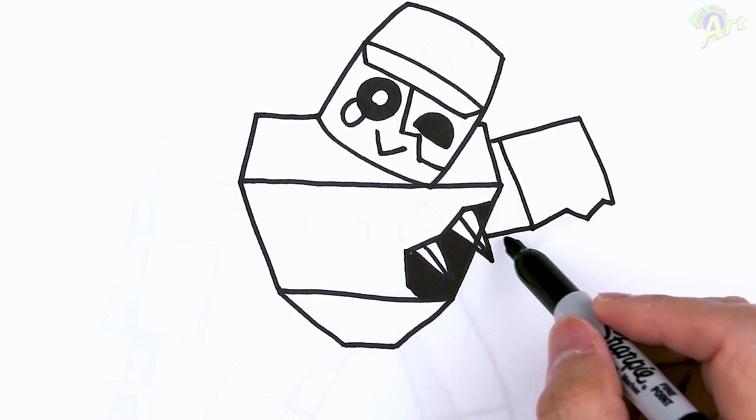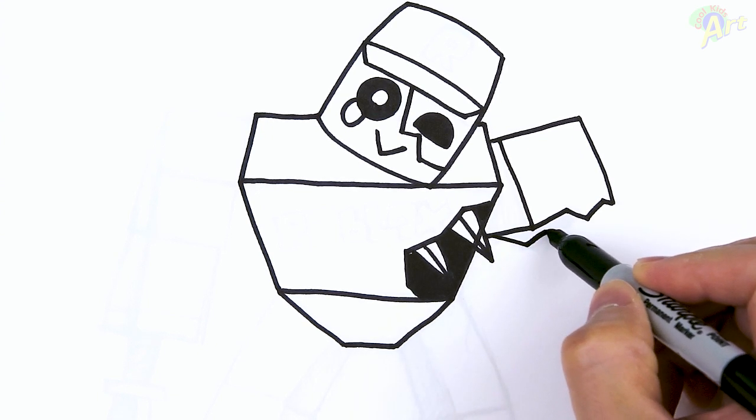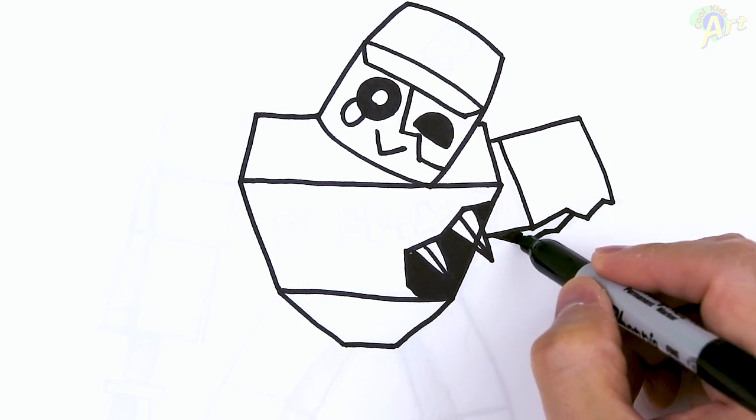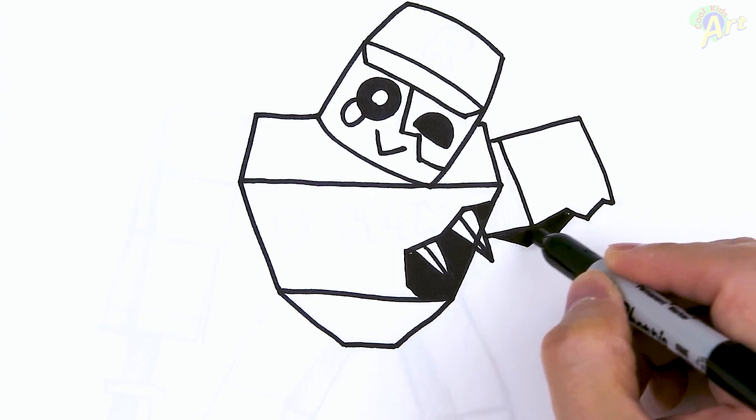Okay, and then we're gonna draw the inside. There's gonna be a little bit of stuff. I'm just gonna zigzag in here. And then let me shade this in because this is in the bottom, so it'll make it look like it's in the shadows.